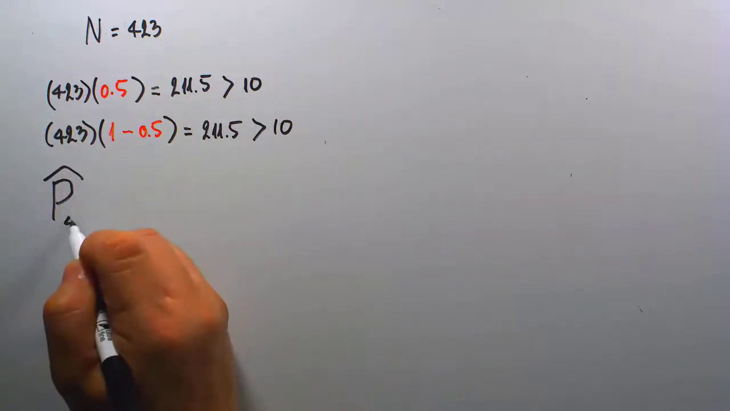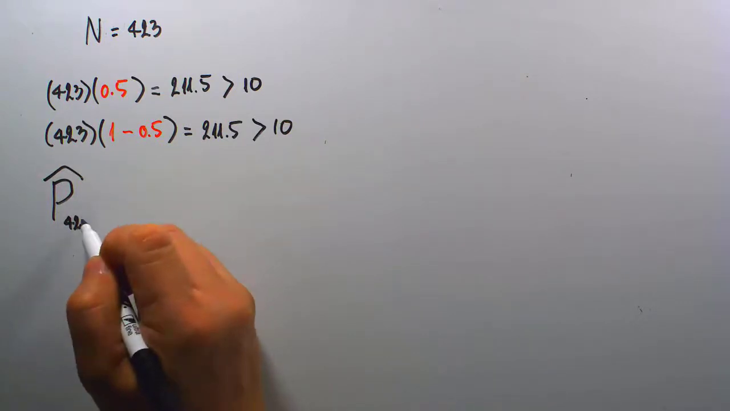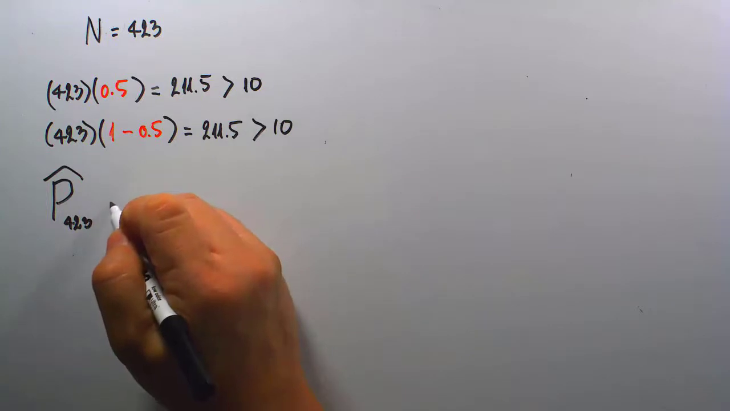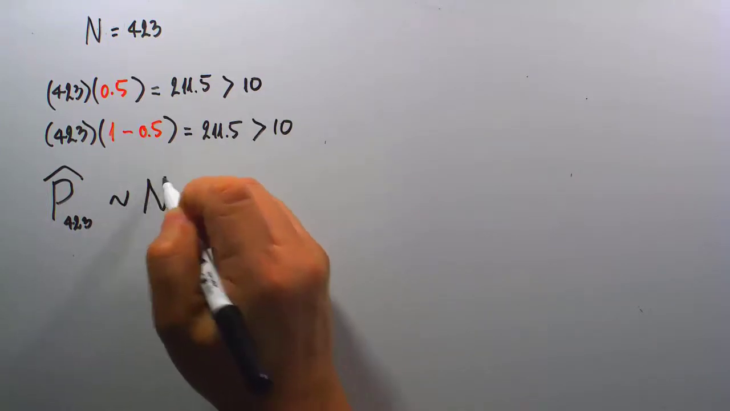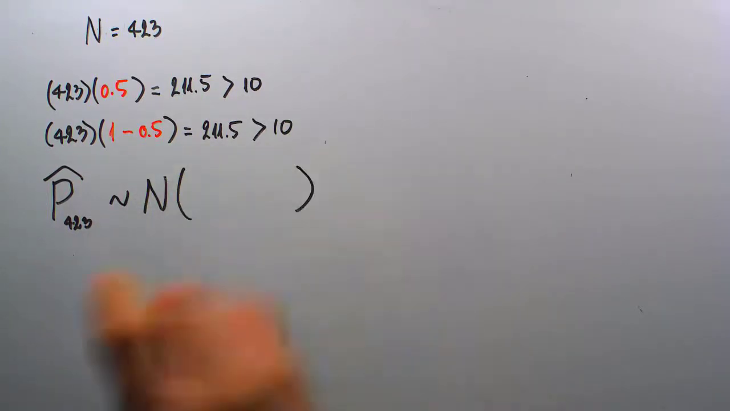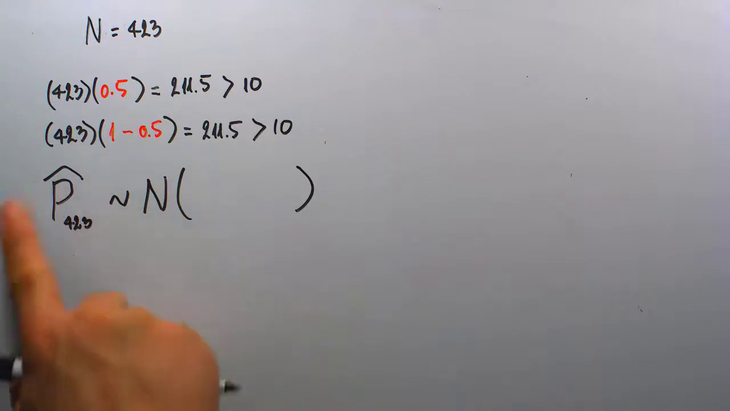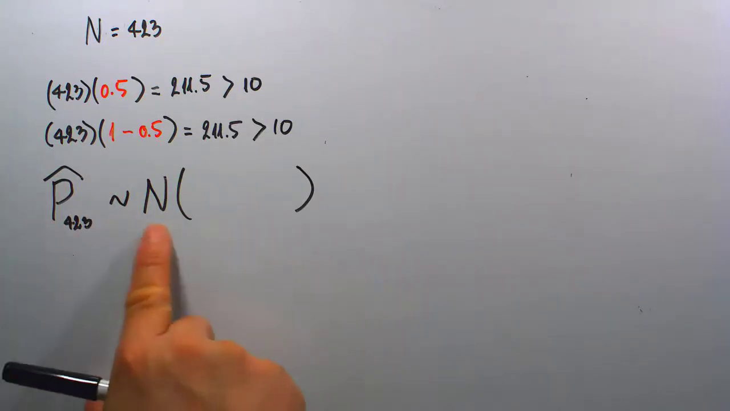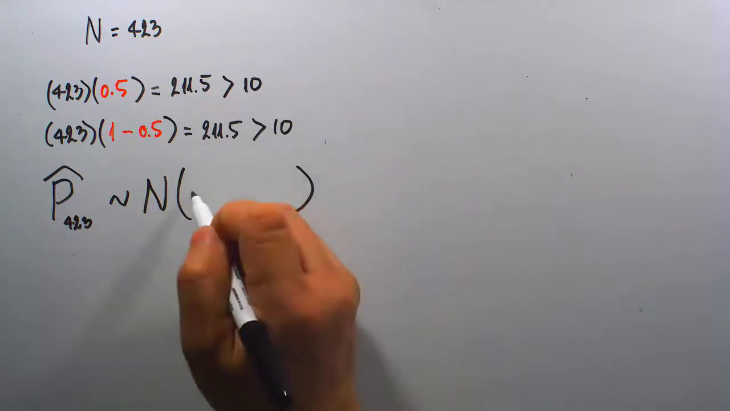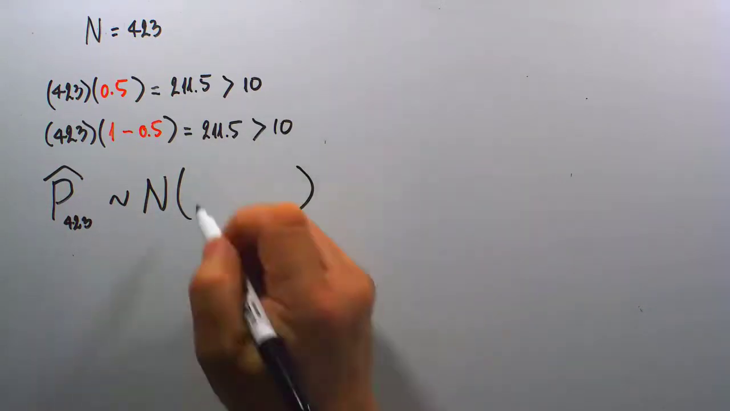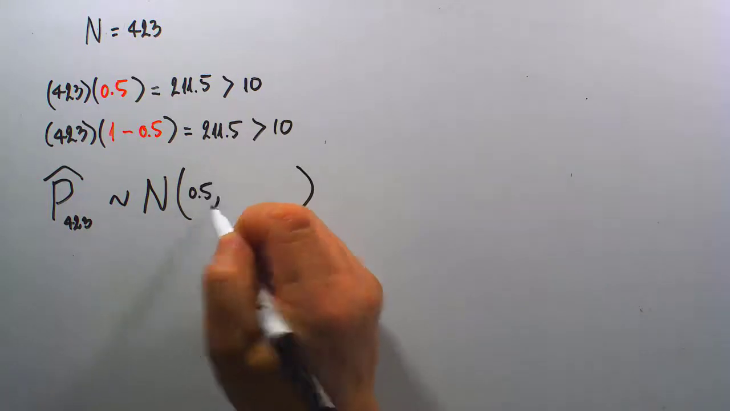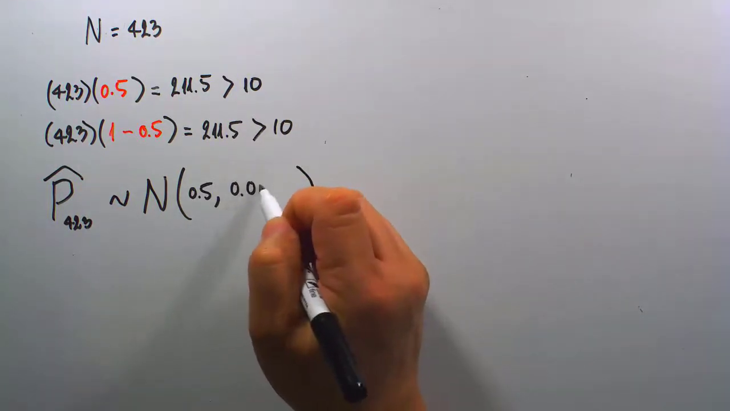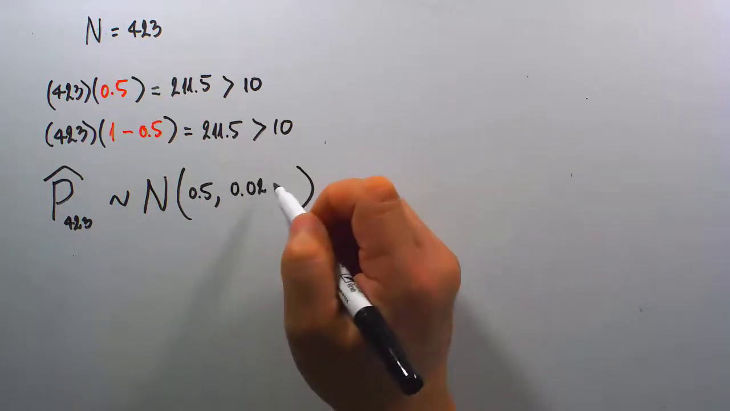in order for our distribution of all sample proportion values at size 423 to be on a bell curve. So in other words, I now can say this random variable capital P hat 423 is now normally distributed, and it would now take center 0.5 and the average spread that we have calculated previously, 0.0243.